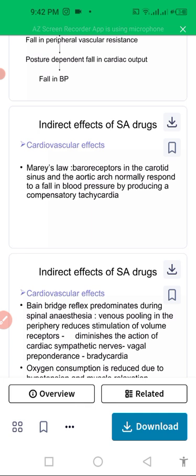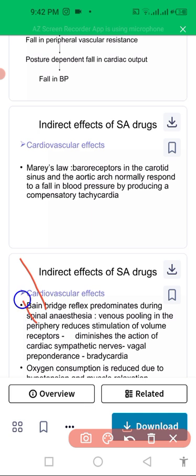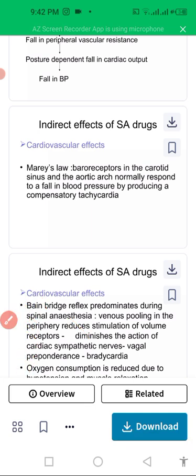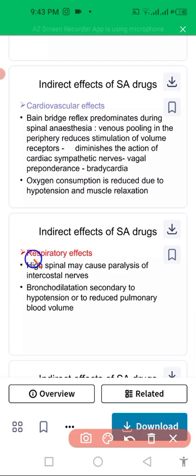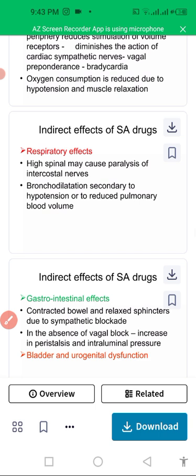And then there is the Bainbridge reflex predominating in spinal anesthesia: venous pooling in the periphery, reduced stimulation of volume receptors, diminished action of the cardiac sympathetics, and vagal preponderance results in bradycardia. Oxygen consumption is reduced due to hypotension and muscle relaxation. Respiratory effect: a high spinal may cause paralysis of the intercostal nerves, bronchodilation, secondary hypotension, reduced pulmonary blood volume, and can also cause shortness of breath.